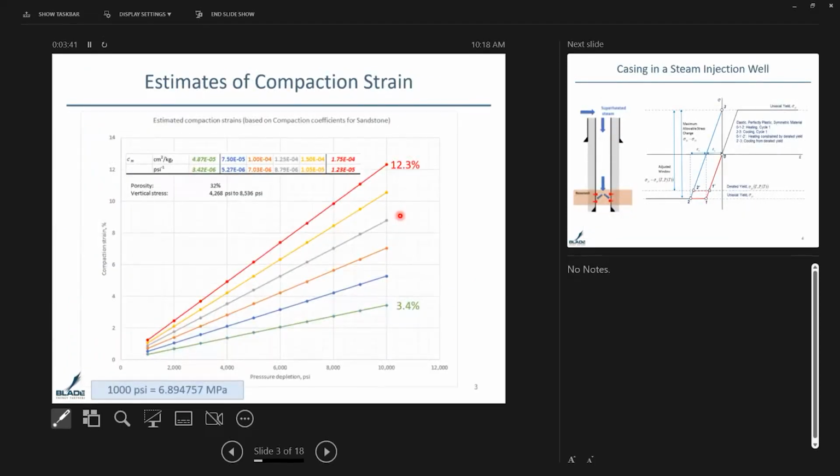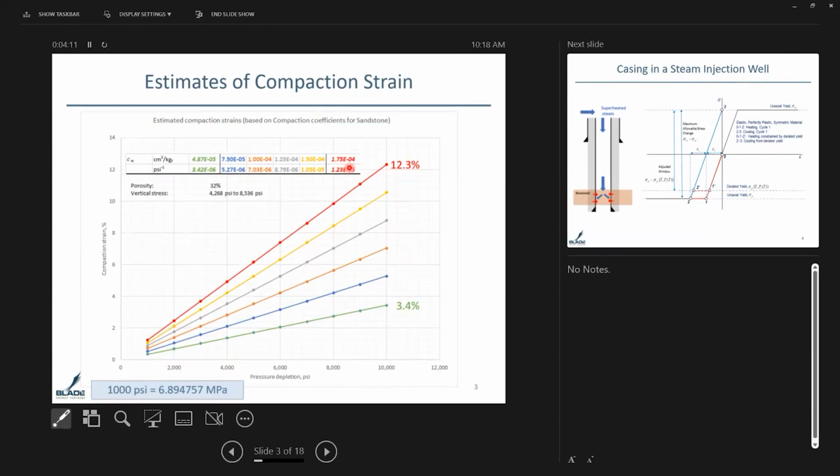And just before I go to explain the other problem, just to give you an idea of the magnitude of the problem involved, here I have plotted the depletion pressure in the reservoir. This is typically the order of pressures that you see in high temperature, high pressure wells. So you're looking at 10,000 PSI or thereabouts. And for a typical sandstone reservoir, you can see strains of anywhere between 3 to 12%, depending on the compressibility of the rock.